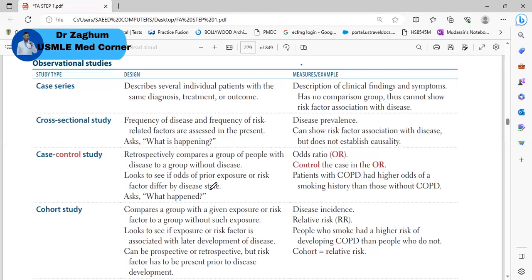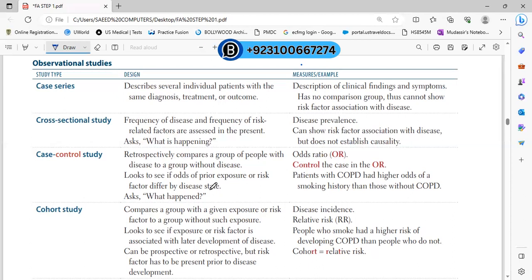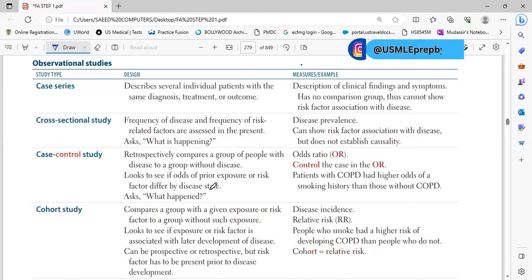Here I have not told you that we have followed the patients for 1 year. Here, no time frame is given. I am just telling you what's happening, how many people have the disease. So that is a cross-sectional study.